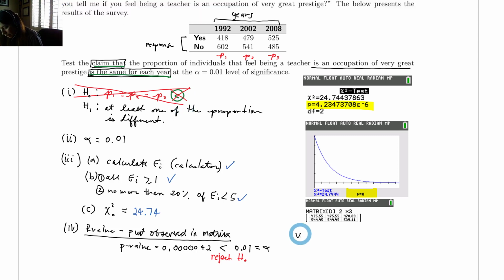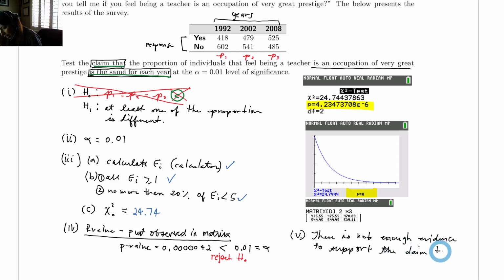So step 5 would be that the response proportion is the same for each year.